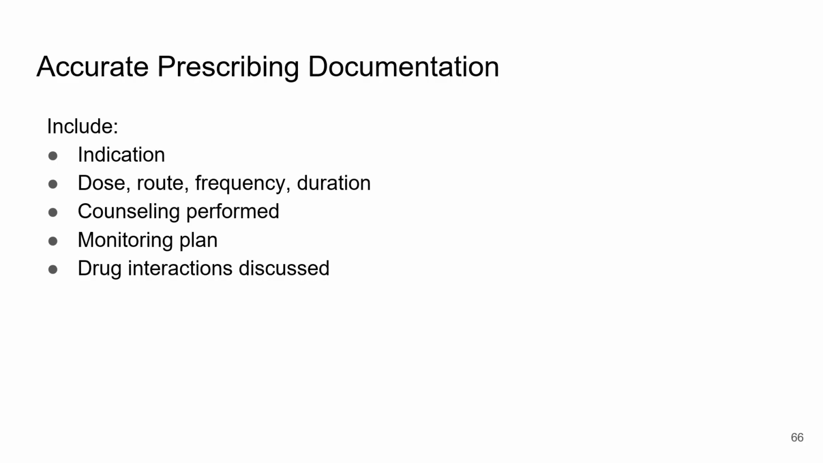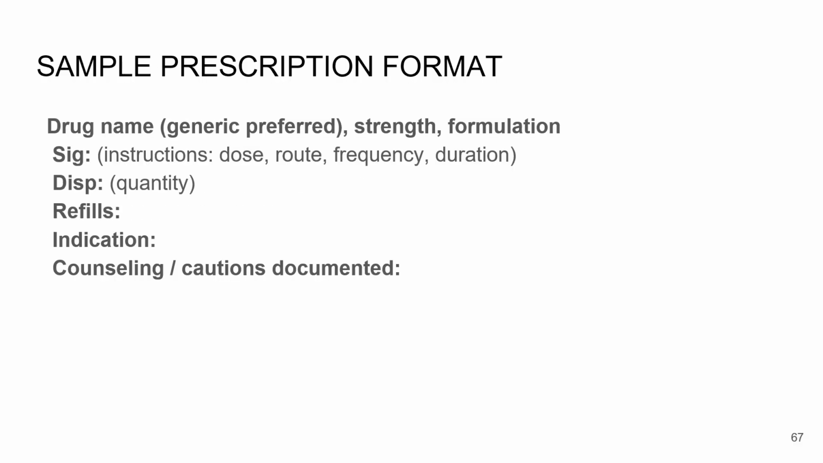Okay, so when we write a prescription, there are certain things that have to be included. The indication for the drug. Why are we giving the drug? The dose, the route, the frequency, duration. We talked about these. You want to document if you counseled the patient on any specific patient education, any safety, any potential side effects, the monitoring plan for that medication, and also if you discussed with the patient any drug-drug interactions, drug-food interactions, take with food, that type of thing.